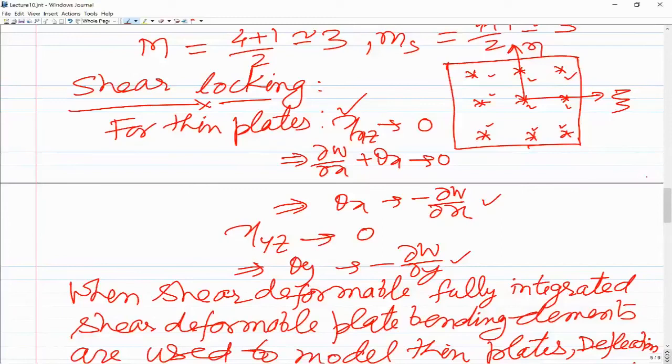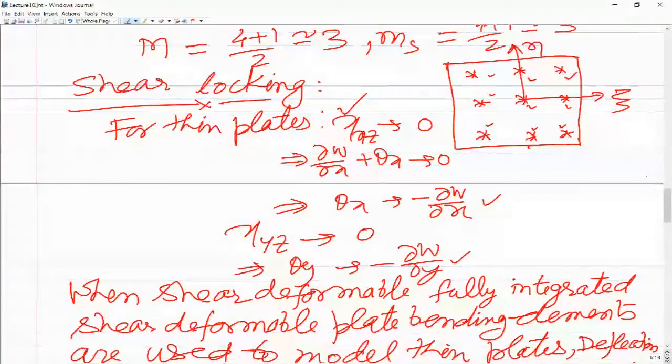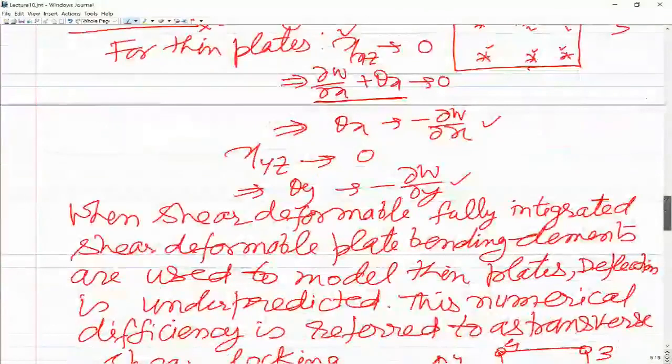So that is what I am saying: del w by del x plus theta x is gamma xz. And if you are solving a thin plate problem, although you have gamma xz and gamma yz in it, they should be 0. So for thin plates, numerically this term will automatically approach 0. That is the property of thin plates. That is, for thin plates, theta x is minus del w by del x, and theta y is minus del w by del y. Because of that, these are approaching del w by del x and del w by del y. Now, what was your question? Please repeat again.